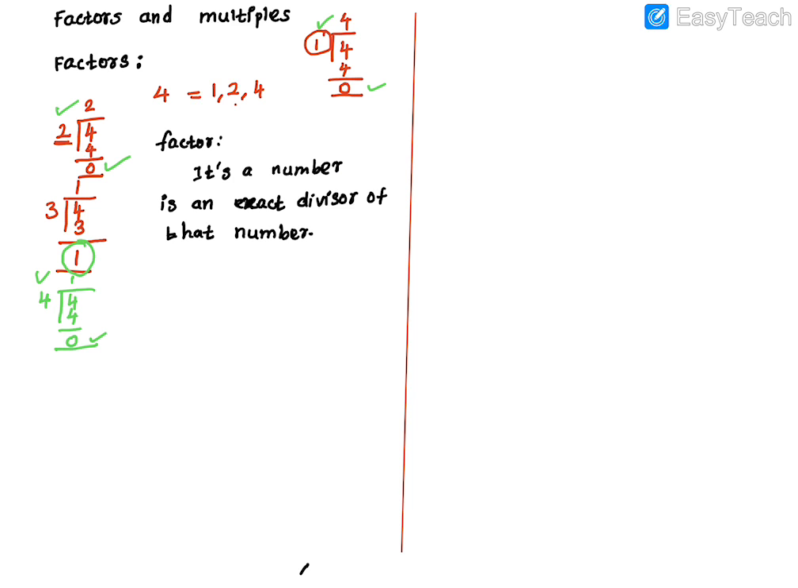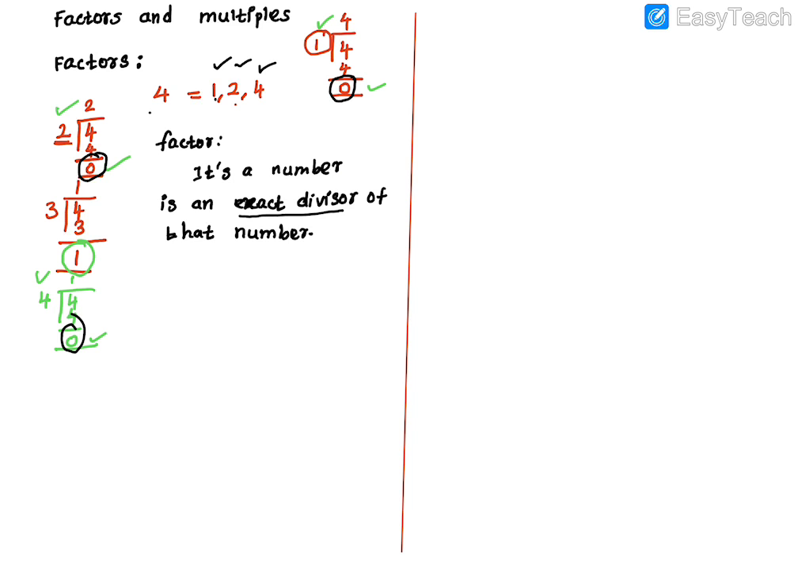See what the meaning is. For example, factor of 4. What are the numbers? 1, 2, 4. So 1 is a factor of 4, 2 is a factor of 4, 4 is a factor of 4. First, 1 is a number, and it's an exact divisor. Exact divisor is nothing but when you divide that number, 0 should come. The remainder should be 0. That is the exact divisor. So a factor is a number that should divide that number completely. That is the main meaning of this.